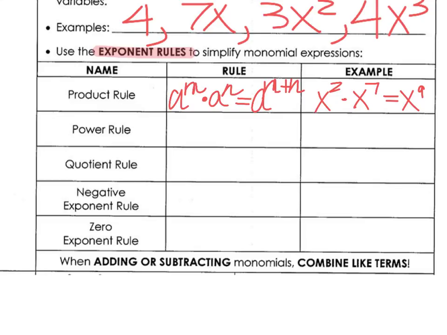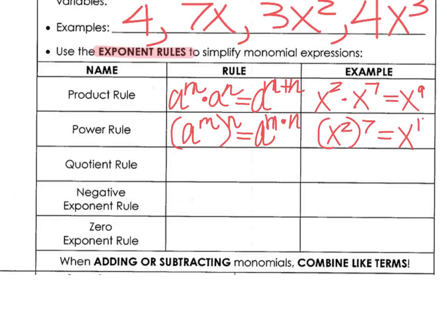Then the power rule. The power rule tells us that if we have an exponent inside the parentheses, say we have a to the m power and we raise it to another power, how we would rewrite this is a to the m times n. So we multiply the exponents together. For example, if we had x squared to the 7th power, we would multiply the exponents together. 2 times 7 would give us x to the 14th power.